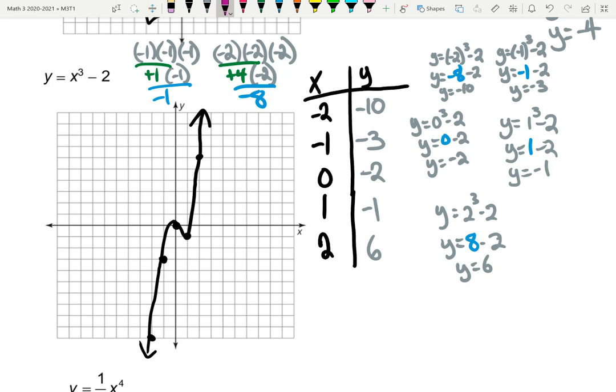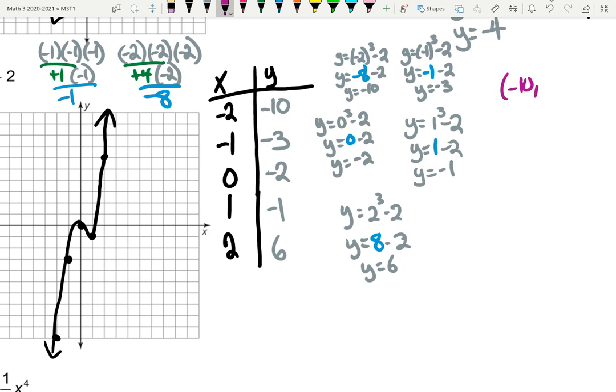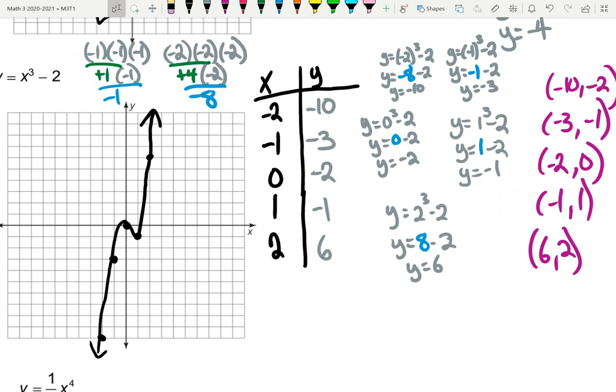All I got to do is switch my x's for my y's. So my points for my inverse are going to be -10, comma, -2, -3, comma, -1, -2, comma, 0, -1, comma, 1, and then 6, comma, 2.